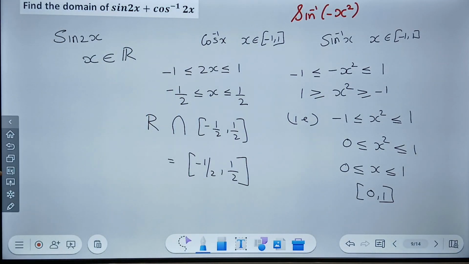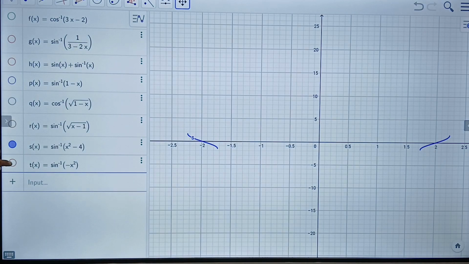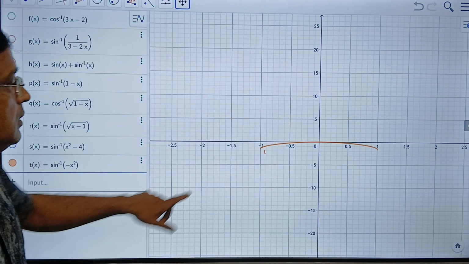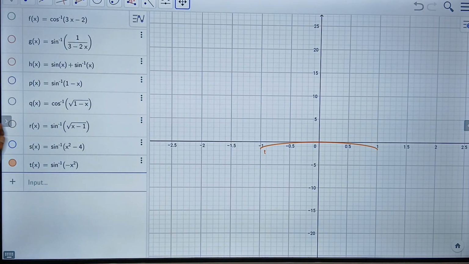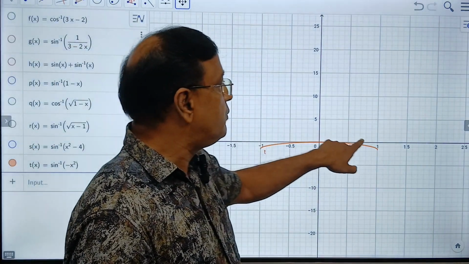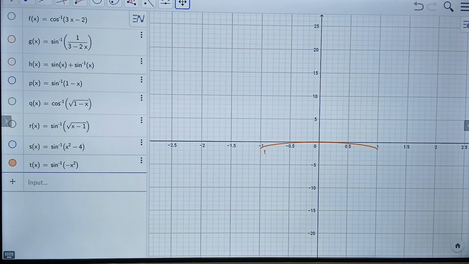Let's have a look at it graphically. I have done that also. Look at this. It is from minus 1 to plus 1. I think I made some mistake in the previous one. It should be from minus 1 to plus 1. Again, I forgot to take the plus or minus. Okay, that's why. I will go back and correct it.